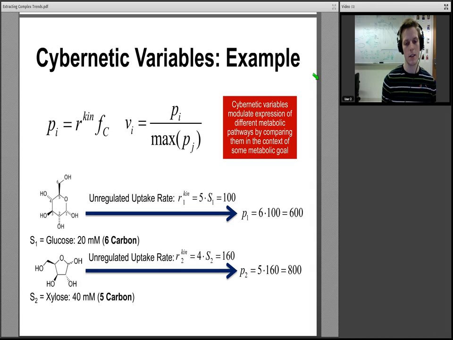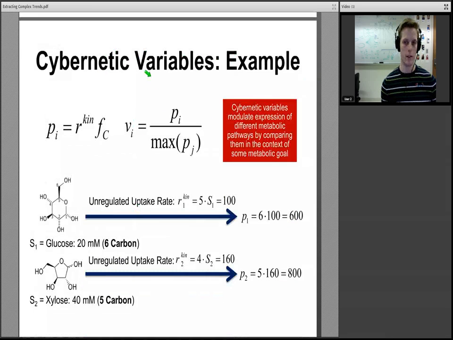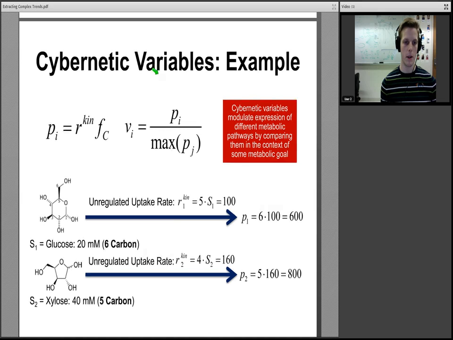But first, let's look at this very simple scenario in which we have a cell that has two metabolic options.